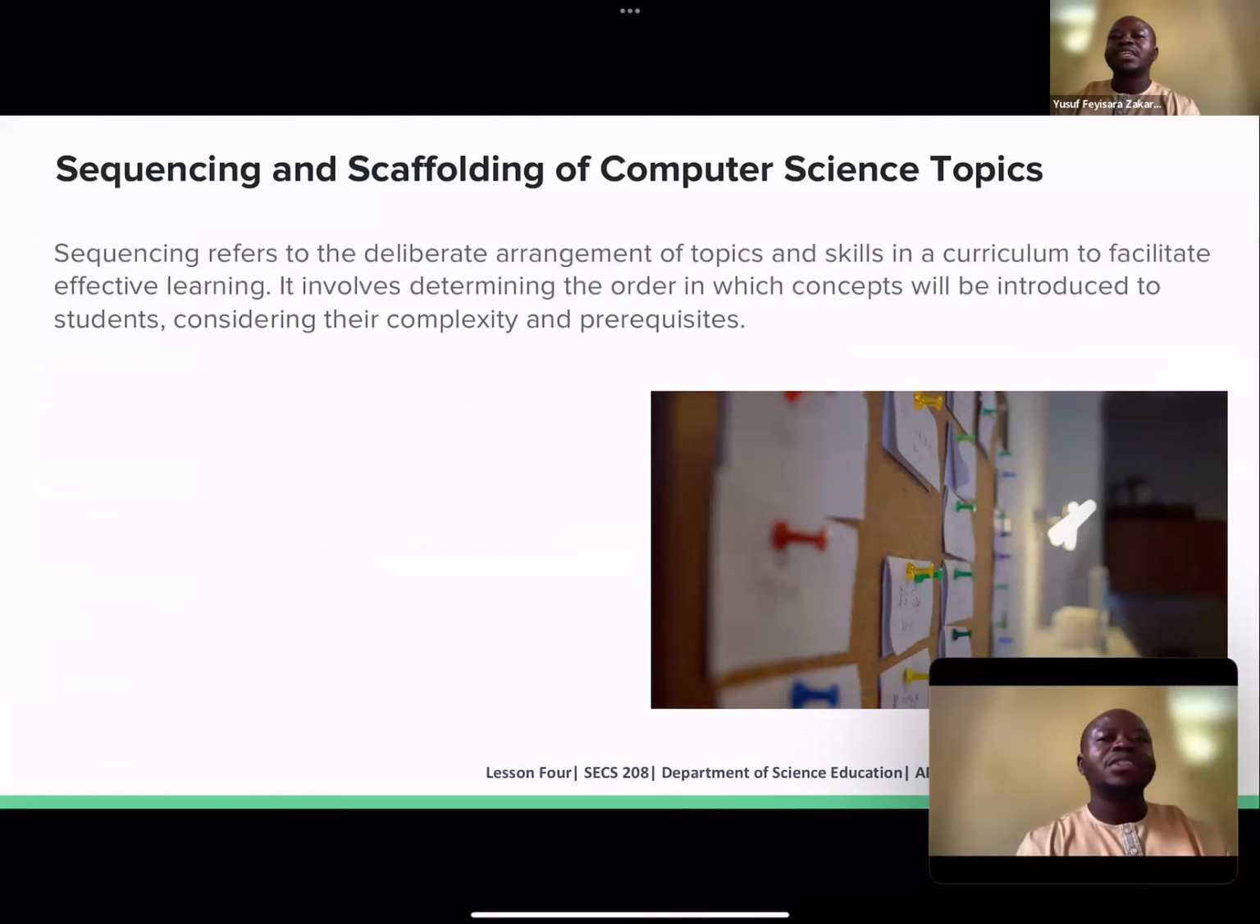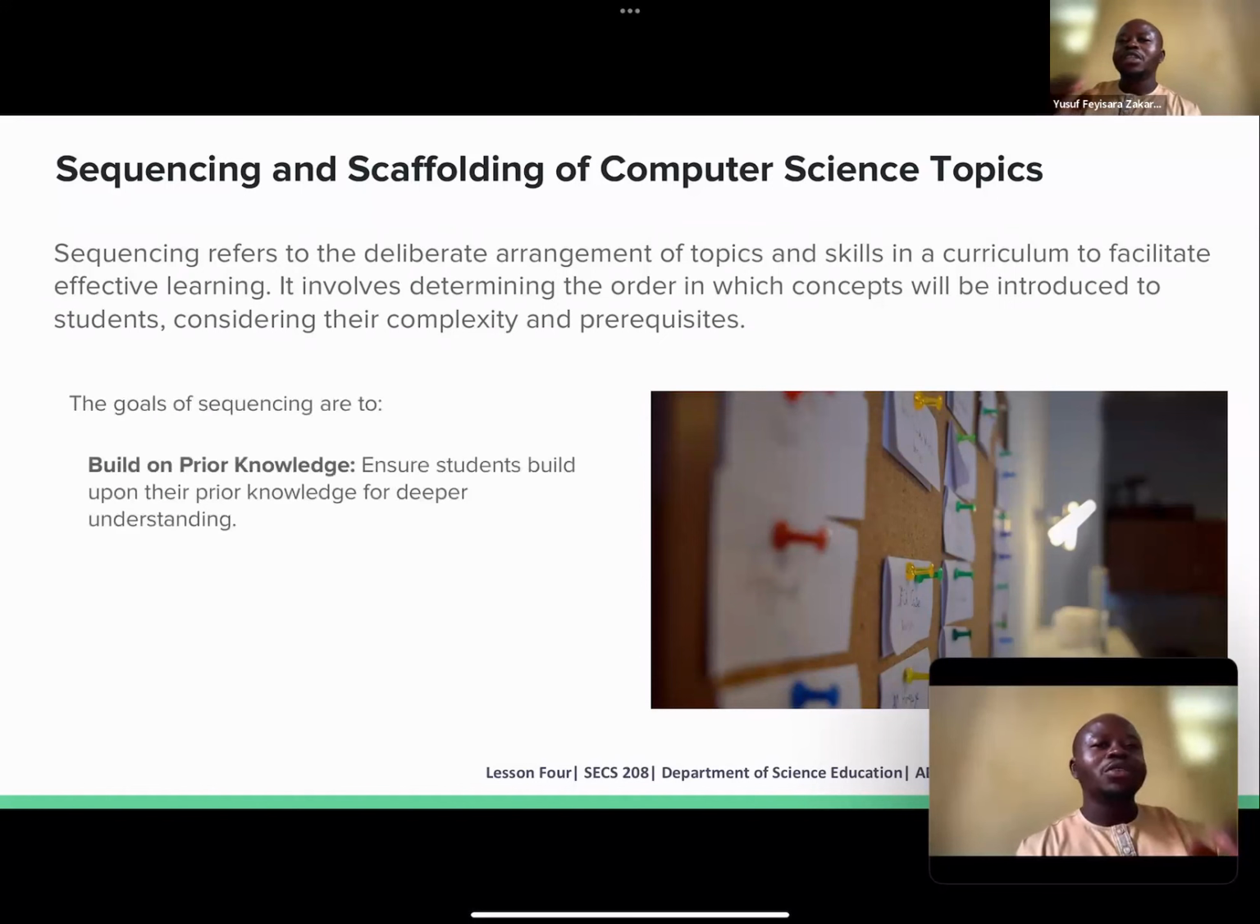By the way, when we say sequencing, we are referring to the deliberate arrangement of topics and skills in the curriculum to facilitate effective learning. So it involves determining the order in which concepts will be introduced to students, considering their complexity and prerequisites. This is very important. You don't just start, bam, with introduction to Fortran. You start with some little things. What are computers? History of computers, identification of different parts of a computer. They should get used to this first before you bring in programming. So there must be sequence, and then the sequence must follow in a related manner.